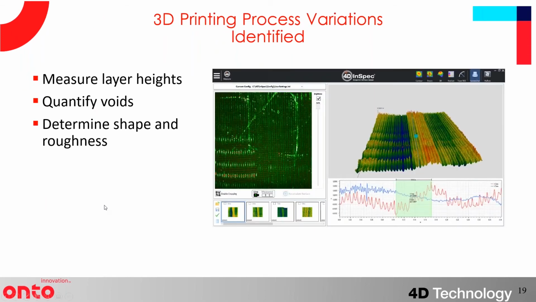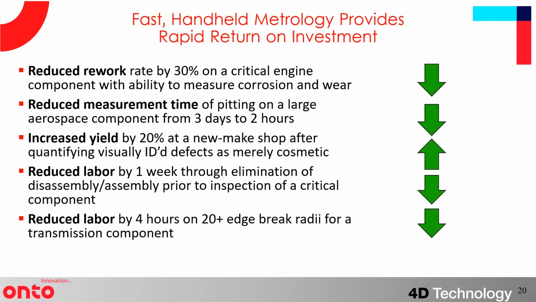So additive manufacturing, again, you can characterize layer heights, process variations. And the upshot of all of this is you're going to reduce your rework rate. You're going to reduce measurement time and ultimately increase yield. A lot of times people think metrology reduces yield because it's going to highlight problems. The reality is actually the opposite.